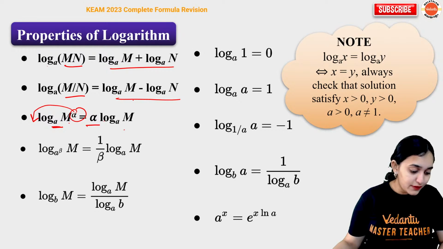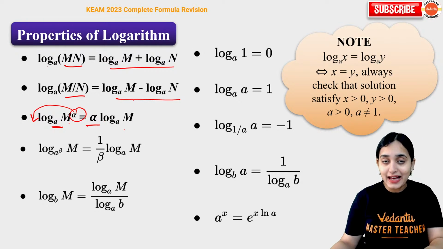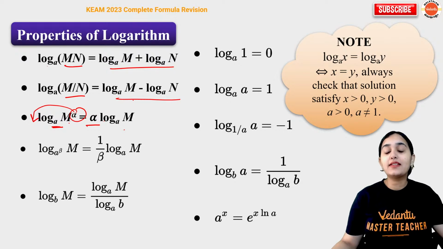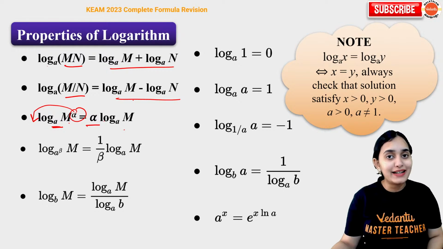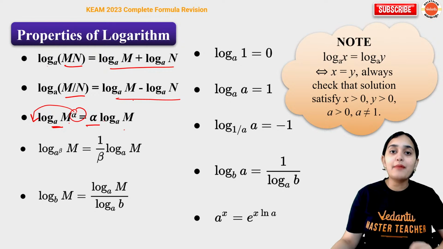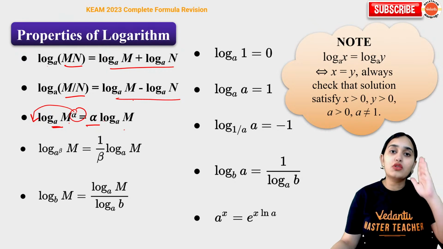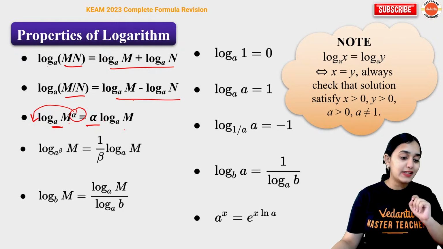Ma'am, is that used only for 2 cross 2 matrix? Yes, Albin. That formula is used only for 2 cross 2 matrix, and in the Keam exam, they generally ask 2 cross 2 only. That is why I am telling you that specifically.